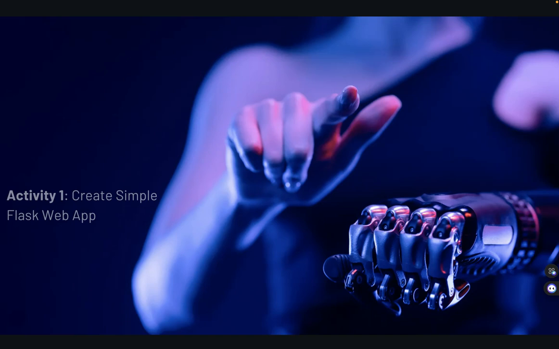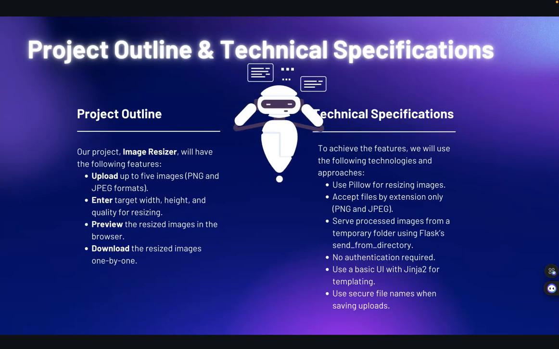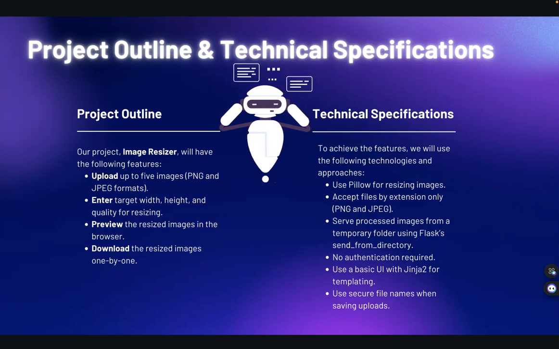Image Resizer will have the following features. 1. Upload up to 5 images, PNG and JPEG formats. 2. Enter target width, height, and quality for resizing. 3. Preview the resized images in the browser. 4. Download the resized images one by one.